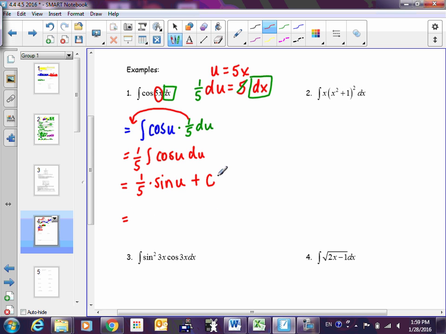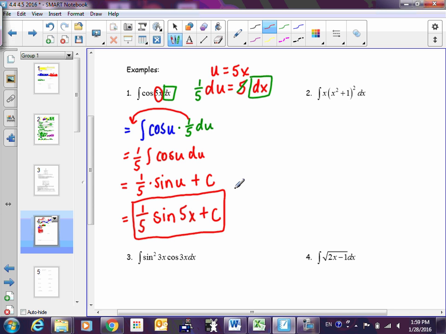And that's my answer, except it's in terms of u, and remember my original problem is in terms of x. So I've got to do the substitution one last time, and instead of u, I need to write what u was supposed to equal, 5x. Okay, so this is the first example we've done together besides the one at the top. So we're not perfect at this. We don't understand it 100%. So let's get the questions out of the way.